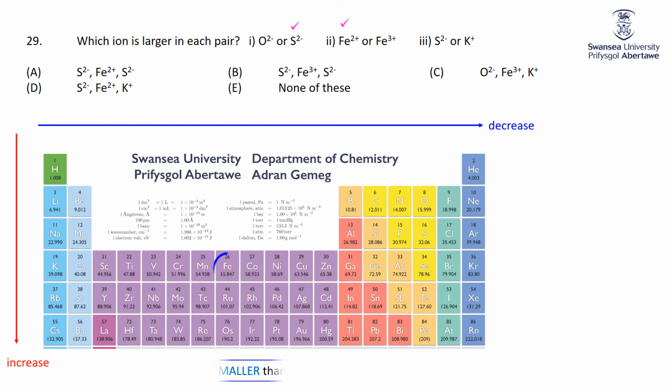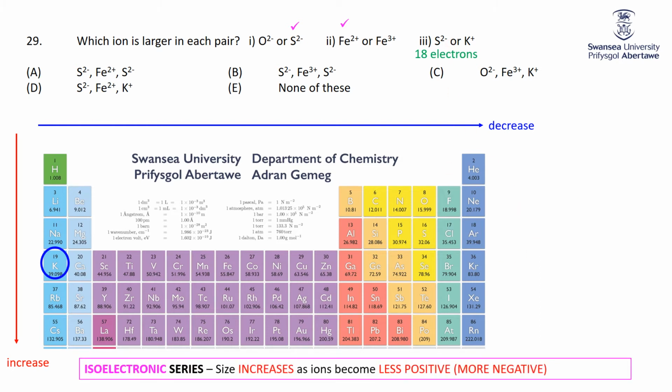And now we'll look at S and potassium. Both of these have 18 electrons. S2 minus takes it up to argon. K plus, remove an electron, takes it to 18 electrons. Isoelectronic, size increases as the ions become more negative, so the more negative one, S2 minus, is going to be the bigger one. So we've got S2 minus, Fe2 plus, S2 minus, answer A.